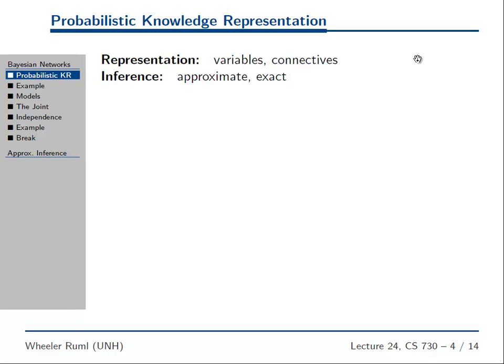Okay, so probabilistic knowledge representation. What do we want in a knowledge representation? We need to write down what's true, and we need to be able to do inference. With Bayes nets, we're going to talk both about approximate inference and exact inference.